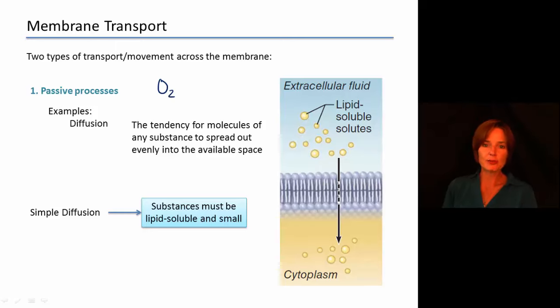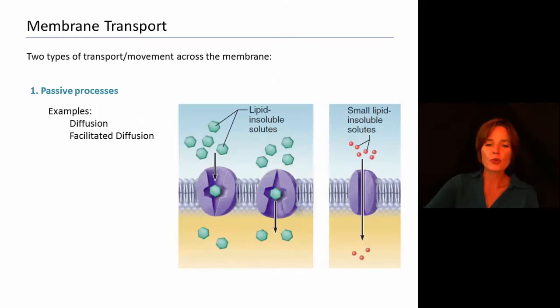The substances have to be able to get through the membrane if they're going to go in by simple diffusion. Some molecules can't get through the membrane. If they're big, if they have a charge to them, if they're hydrophilic, they just can't get through. So with those, we have what's called facilitated diffusion. And facilitated diffusion, we are facilitating or helping them to get across. And the way that they're going to be helped is with the use of proteins.